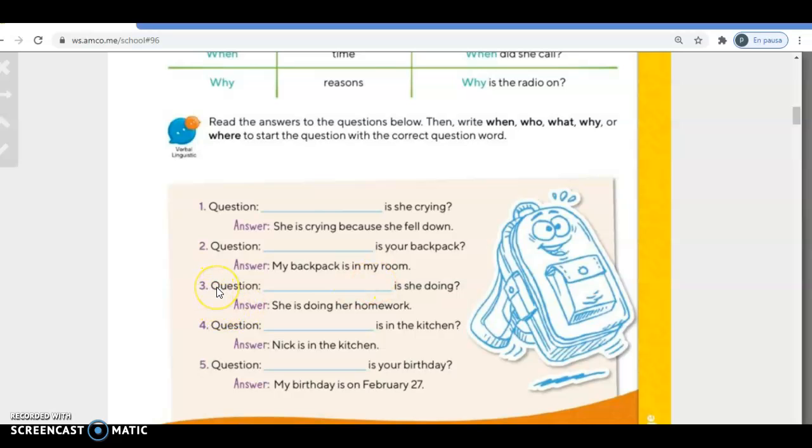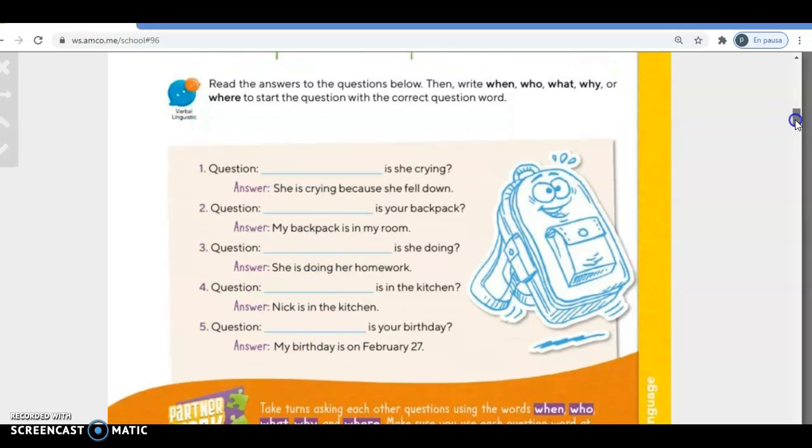Number 3. Question: What is she doing? Answer: She is doing her homework. Number 4. Who is in the kitchen? Answer: Nick is in the kitchen. Number 5. Question: When is your birthday? Answer: My birthday is on February 27th.